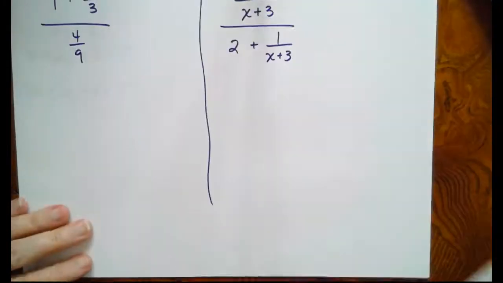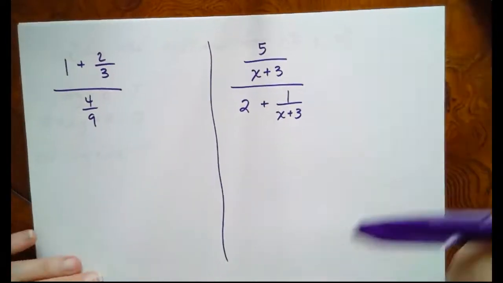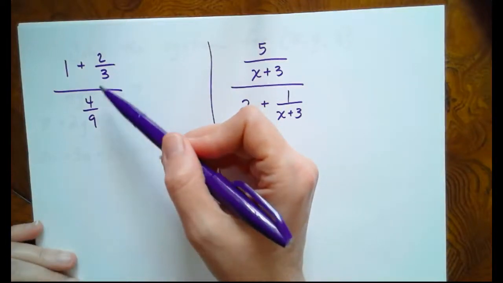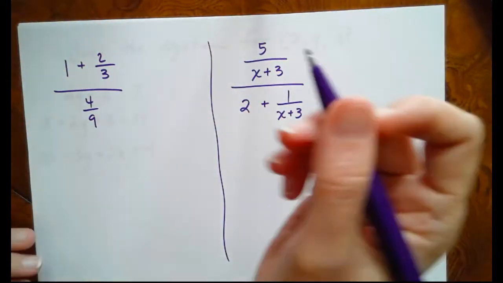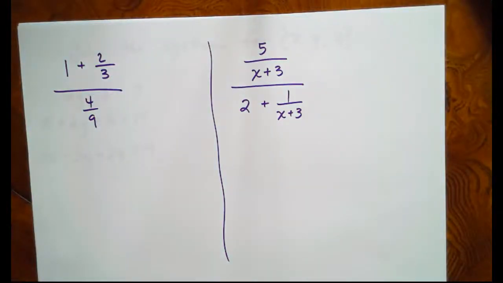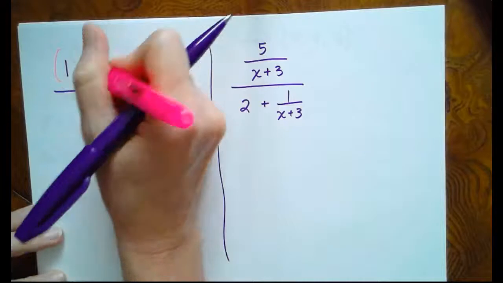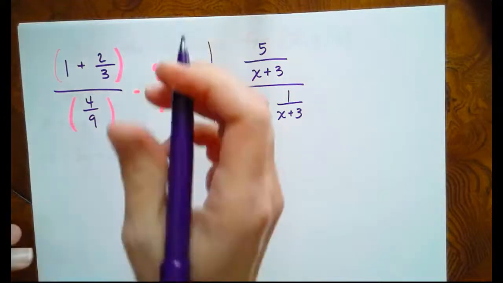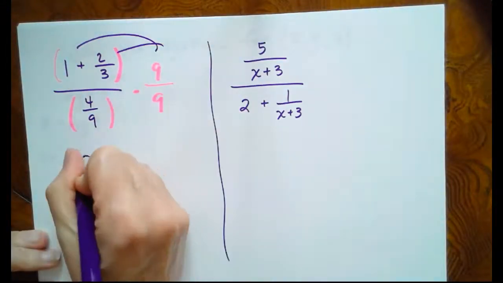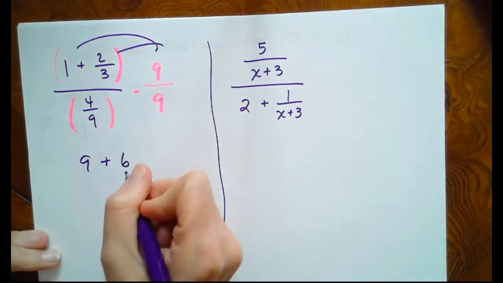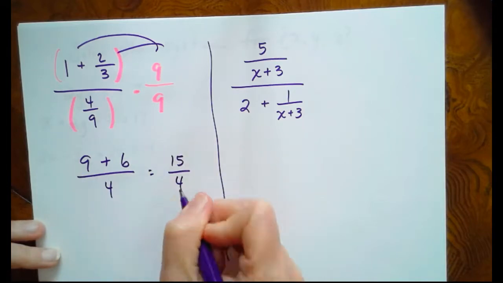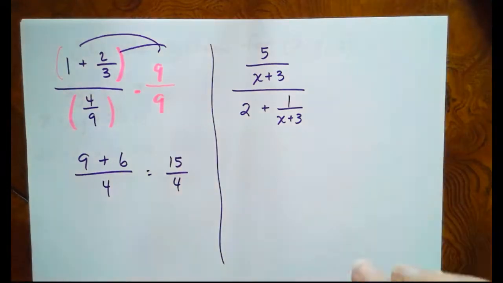Simplifying complex fractions. We got a couple more here. First one, very simple. What's the least common multiple of 3 and 9? Obviously, it's 9. So let's multiply everything by 9. Multiplying top and bottom by 9 over 9. Distributing the 9 through. 9 plus 2/3 of 9 is 6, and 4/9 of 9 is 4. We end up with 15/4. Easy. Again, we see the common denominator. Go ahead and use it.